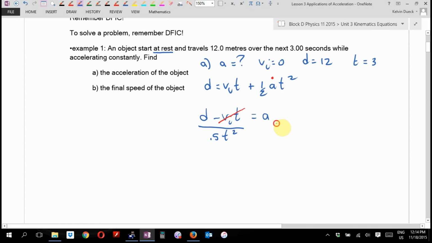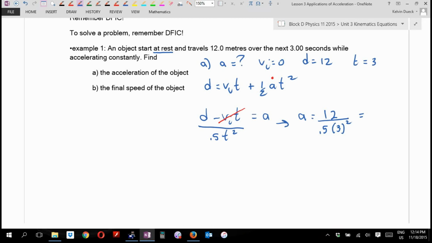Adam, have we got the A by itself? Then we plug and chug. A equals, Adam, what's D? All over 0.5, what's T? 3. Adam, is this a fraction? Yes. Is there more than one number on the top? So I don't need to put brackets around the top. I can go 12 divided by, oh, is there more than one number on the bottom? I better put brackets around the bottom. Although I'm going to try and do this in my head. Let me see. It's going to be 12 divided by a half, which is going to be 24 divided by 9, which is going to be 8 over 3.